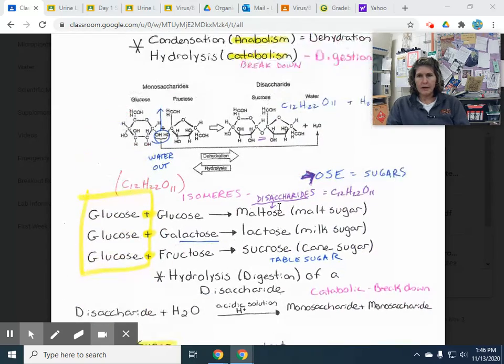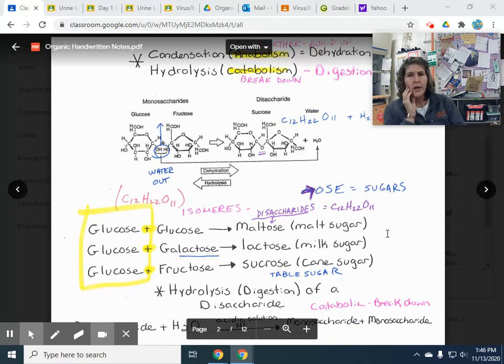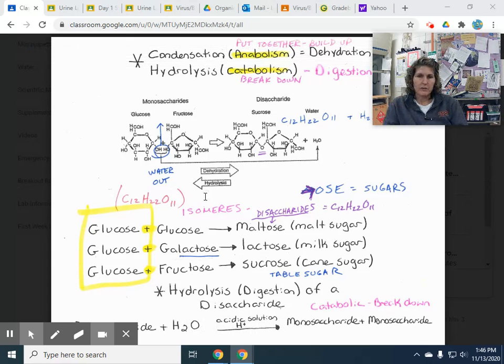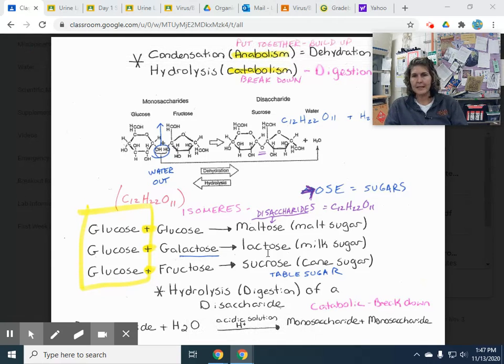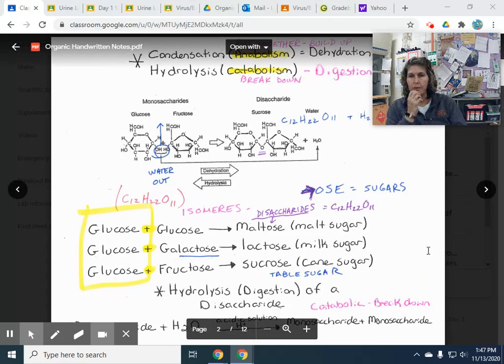We know that since my monosaccharides are isomers of one another, my disaccharides are also isomers of each other. So if I take glucose plus glucose, it's maltose. Glucose plus galactose is lactose. Glucose and fructose is sucrose. So maltose, lactose, and sucrose are my disaccharides. They still end in OSE.